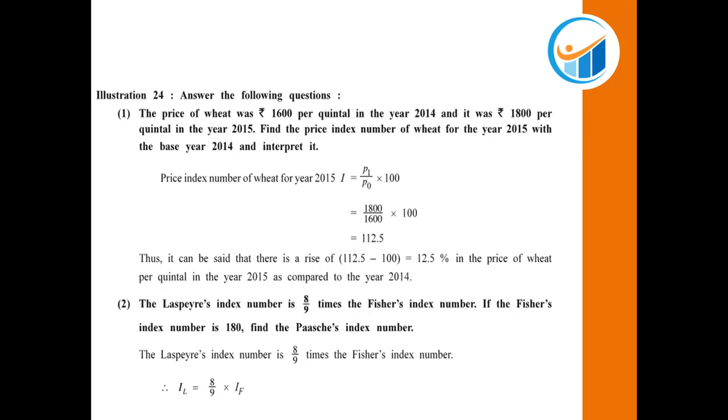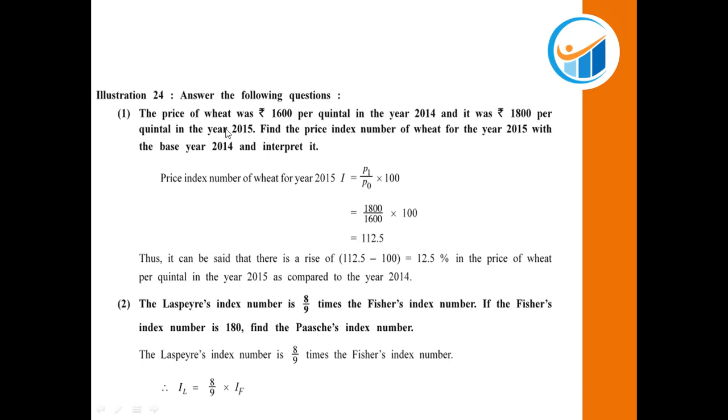In this sum, the 2015 price per quintal of wheat is taken as the price of the current year, 1800, divided by the price of the base year, that is 1600. 1800 divided by 1600 into 100, we get the answer 112.5. So the index number for wheat in the year 2015 comes to 112.5. In the whole chapter we know that the base year index is always 100. So they mention in the question: find the index number for the price of wheat for the year 2015. The 1 mark we get for that.